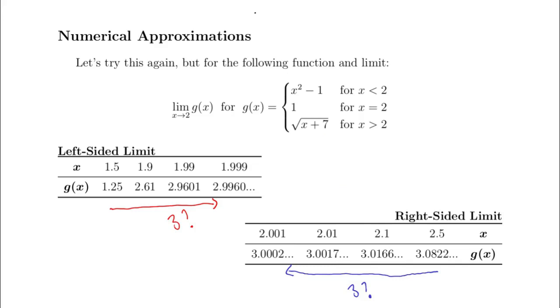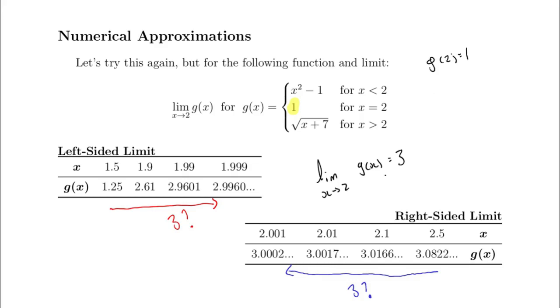So I might make this claim that, hey, this limit as x approaches 2 of g of x is probably equal to 3. What I want us to notice is that my function value itself is 1. Oops, g of 2 is equal to 1.